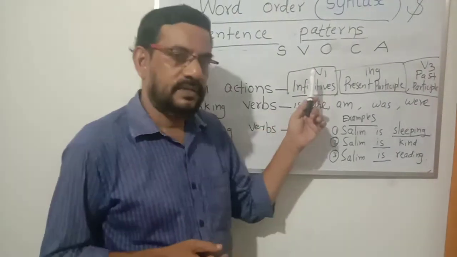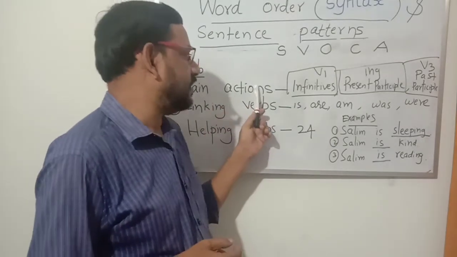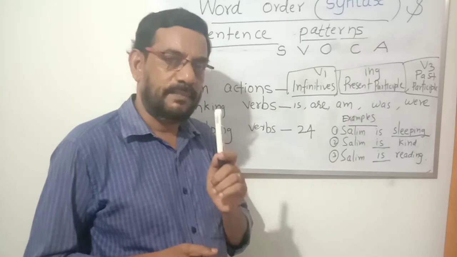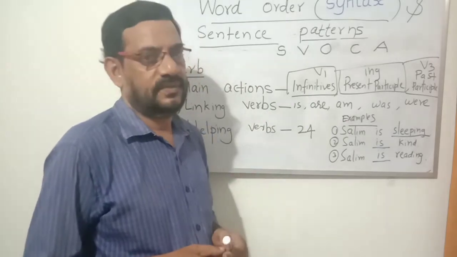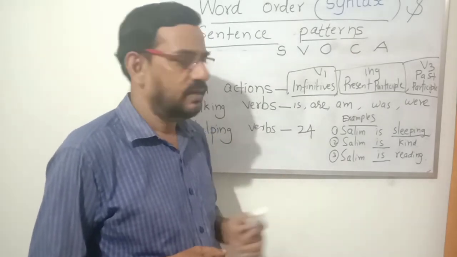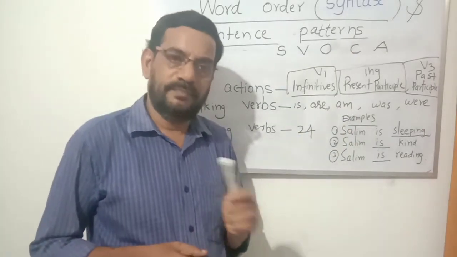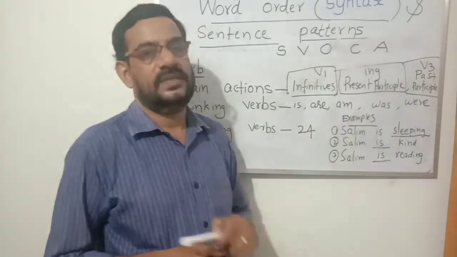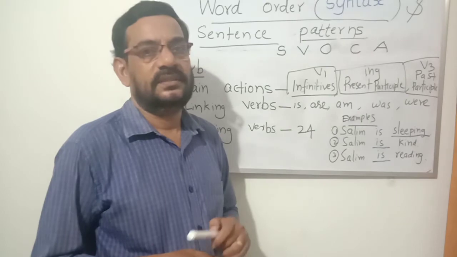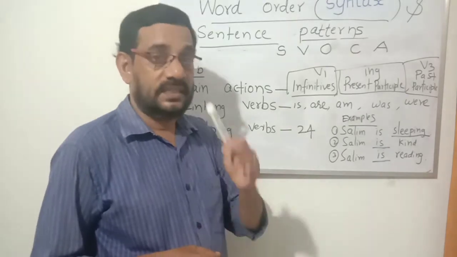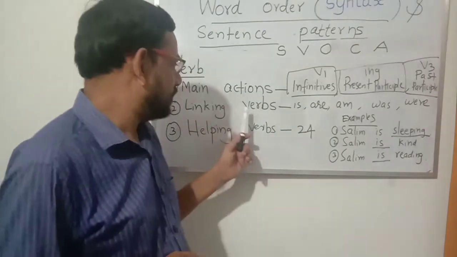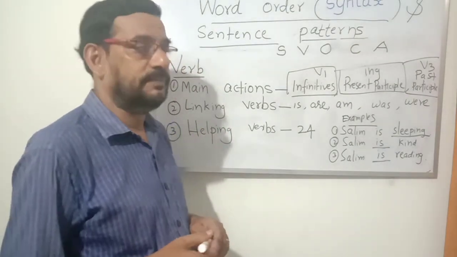So I will repeat this. Main actions are of three types. Main actions or main verbs will come in three forms: either first form, go, come, read, jump, like that; or ing forms, going, coming, jumping, reading; or the third forms, gone, written, read, or thrown, like that. Third forms will come.